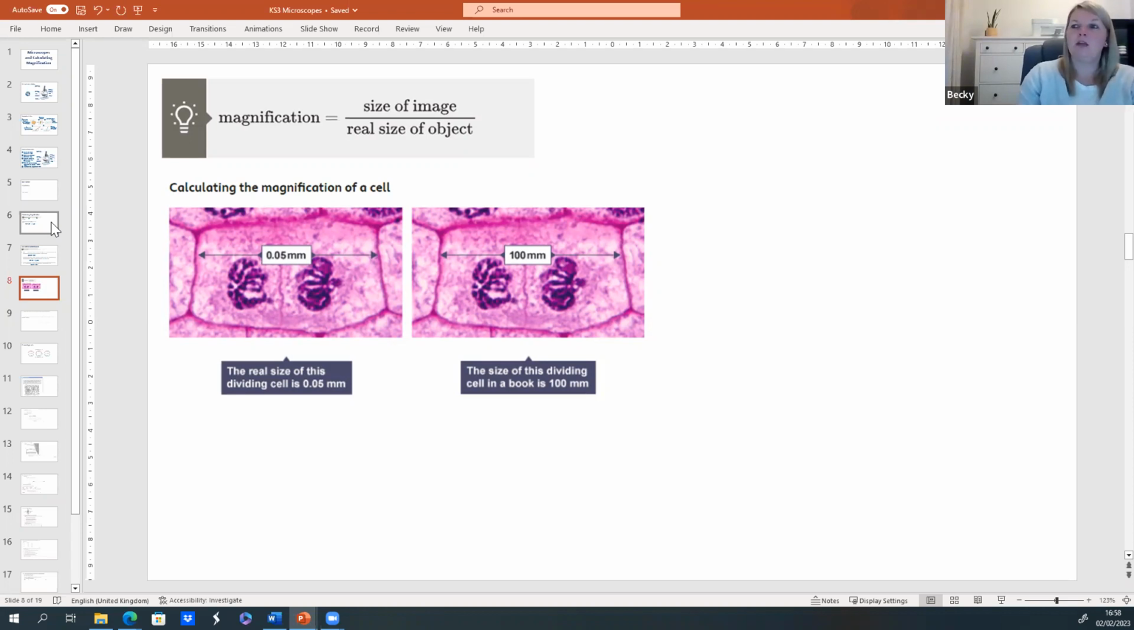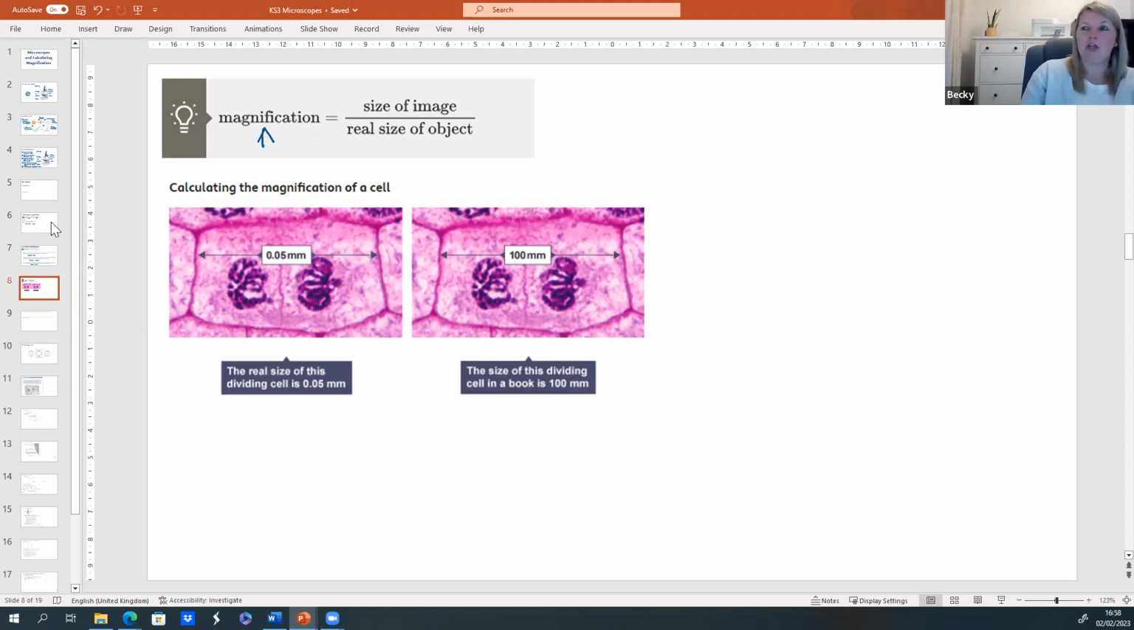So here's our equation up at the top. The magnification is the size of the image. The image is what you're looking at, so that might be what you're looking at down the microscope, or a photograph you've taken, or what's in the textbook. So magnification is the size of the image divided by the real size. I don't have a virtual ruler, something I need to look into, so I've already pre-prepared and pre-measured them for you.